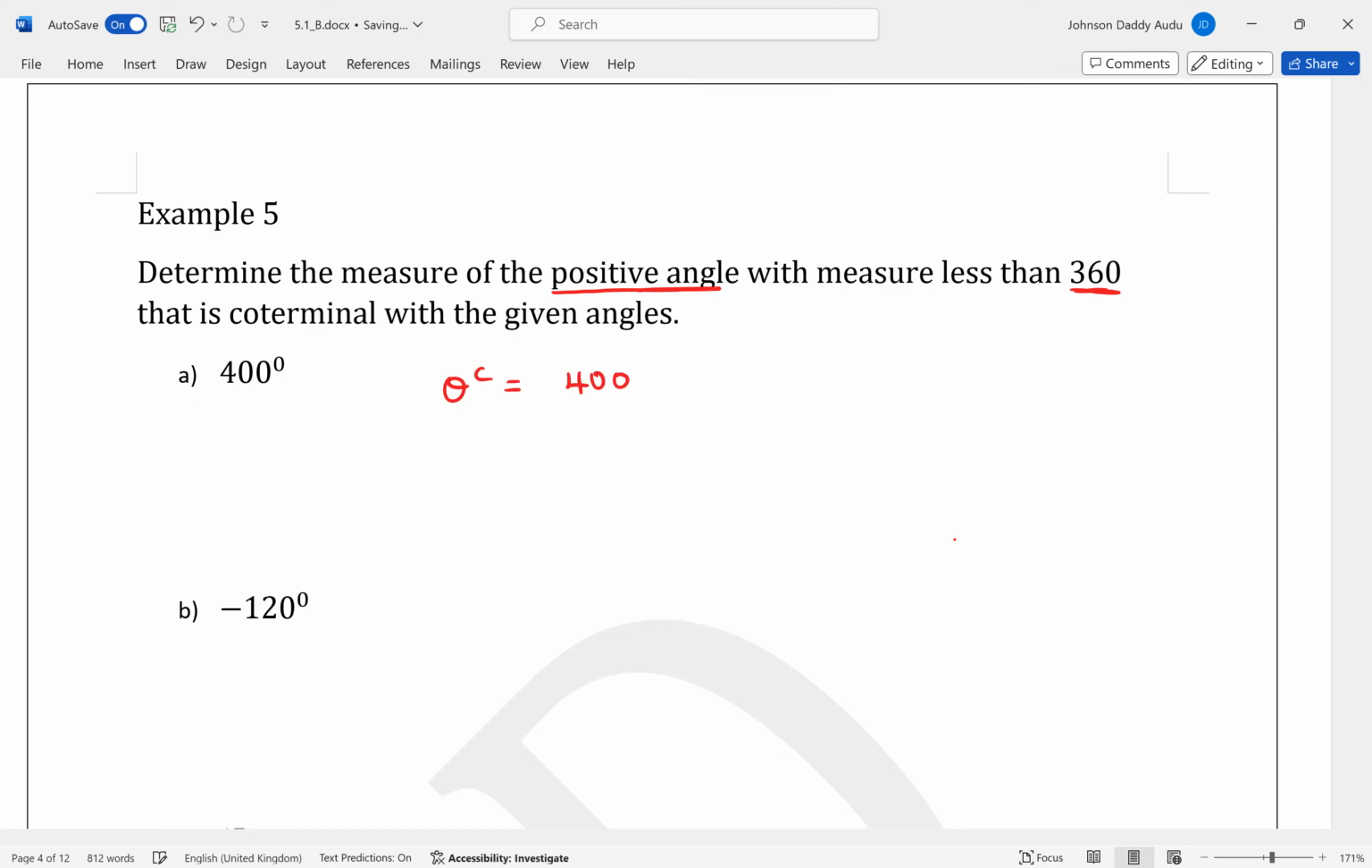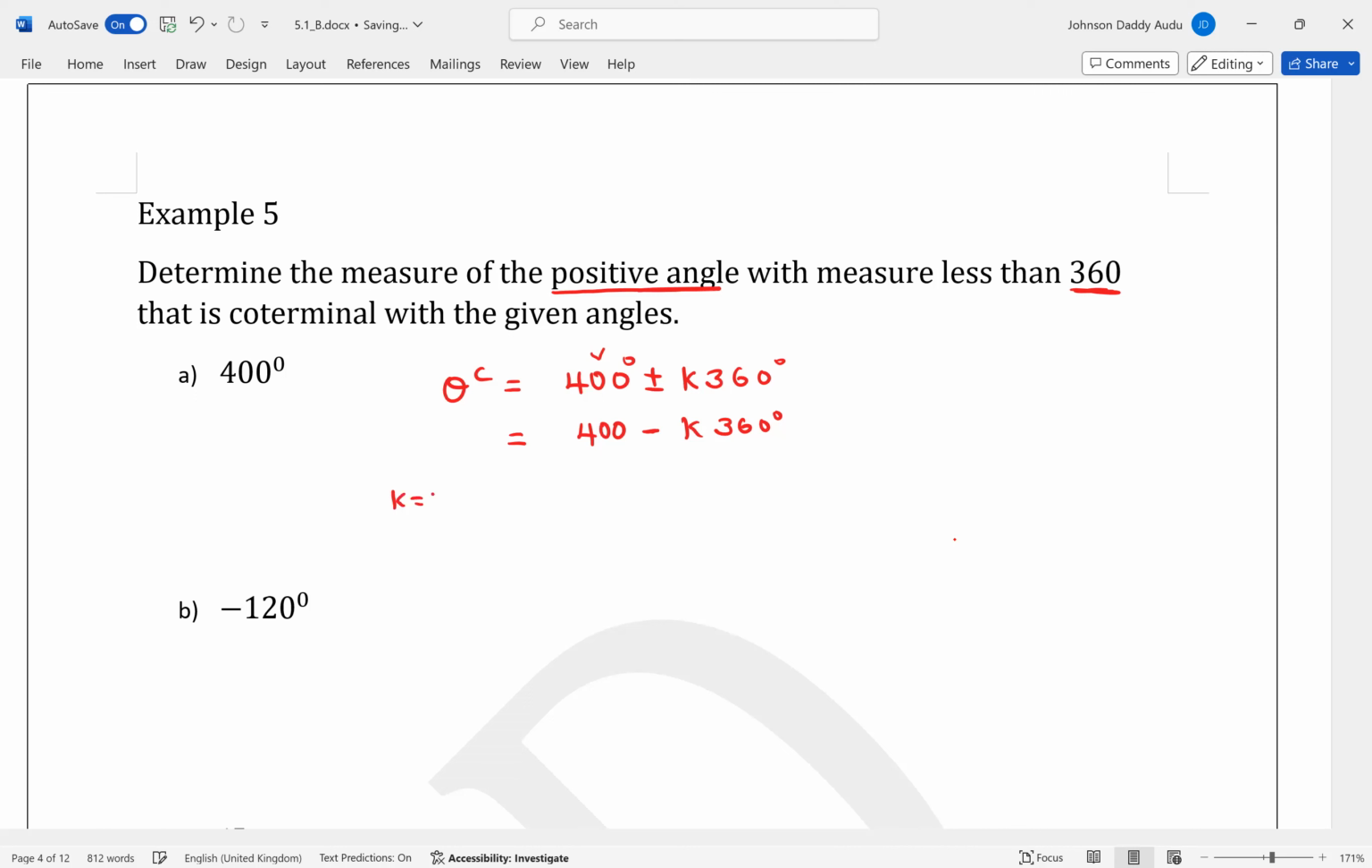So 400 plus minus k times 360, right? But we need angles that are positive, and not just positive, but less than 360. But the original angle given here is already 400. So it means to get something less than 360, you have to use minus. We cannot use plus, right? Because if you use plus, it will be bigger than 360. Then here you need to choose k.